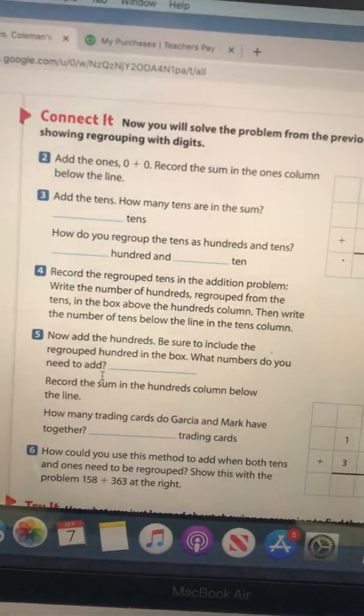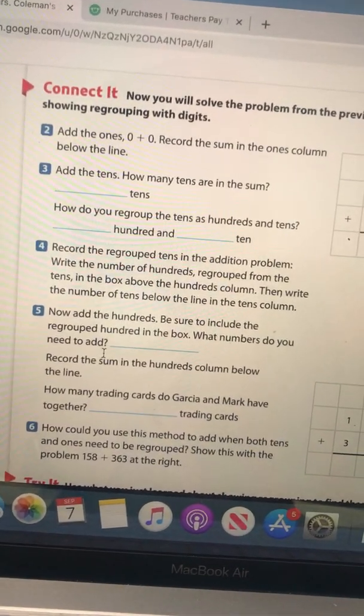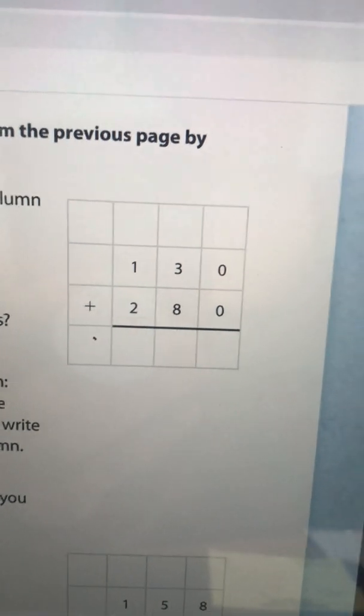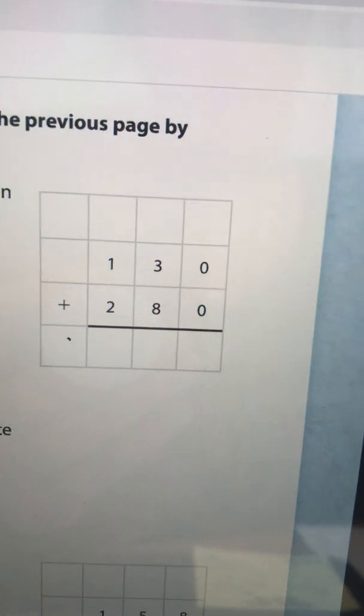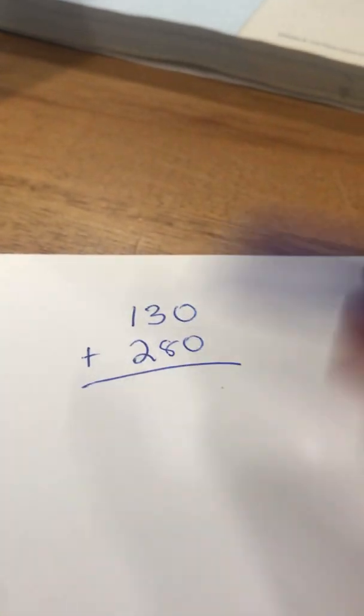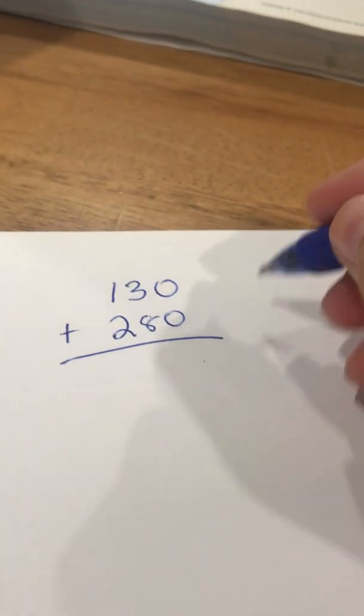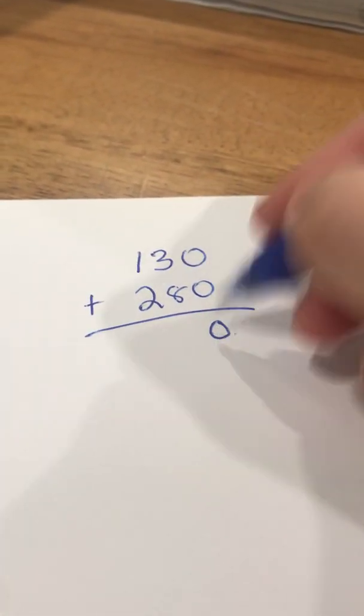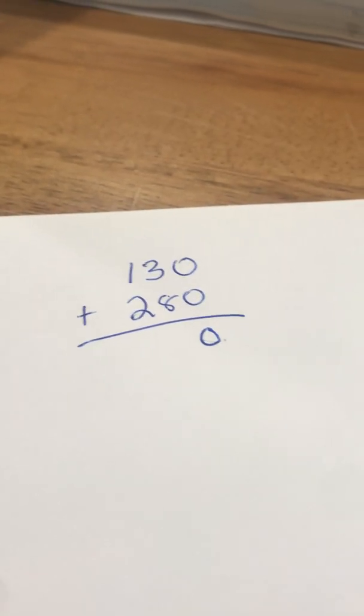So let's start with number 2. Number 2 says, add the ones. 0 plus 0, and record the sum in the ones column below the line. All right, so over to the side, they have a grid. It looks like this. Let me show it to you. Now I'm just going to copy it on my paper so that I can work it out. Okay, so this is my grid. They want us to add the ones and record it. So there's 0, 1, so we're going to go ahead and write that 0 down.